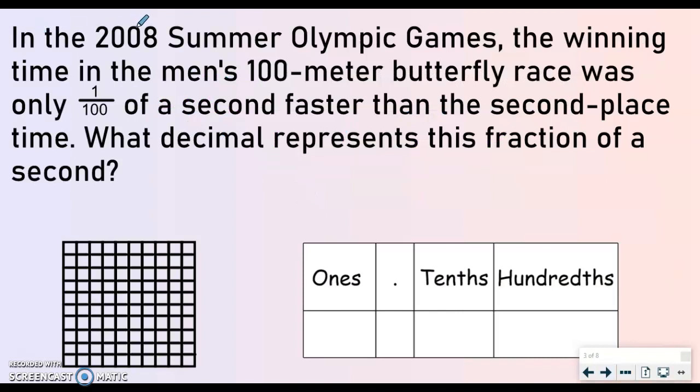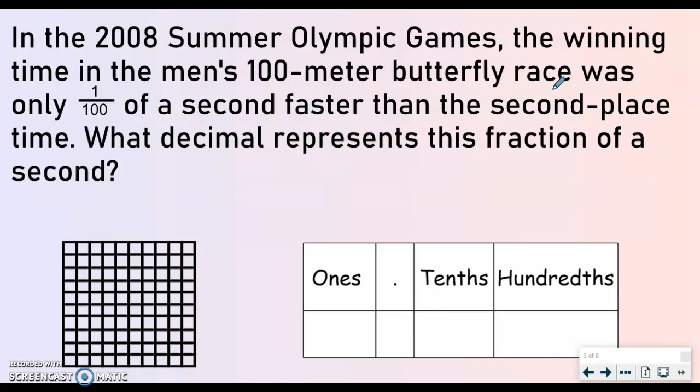All right, so here's a word problem we're going to look at. It says, in the 2008 Summer Olympic Games, the winning time in the men's 100-meter butterfly race was only 1/100th of a second faster than the second place time. What decimal represents this fraction of a second? And this is actually a true story. If you ever get a chance to YouTube that race, this is a swimming competition, the butterfly, and I believe Michael Phelps won it. But it's very, very cool. And yes, it's only 1/100th of a second that he won it by. So very, very close competition there.